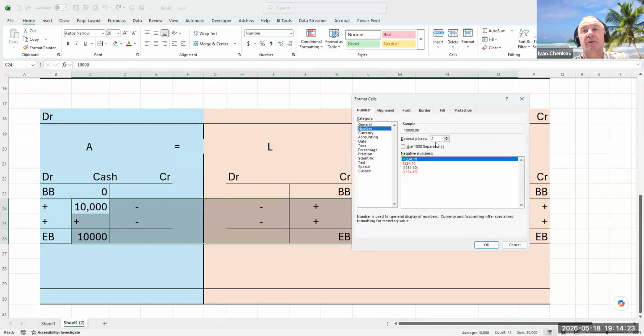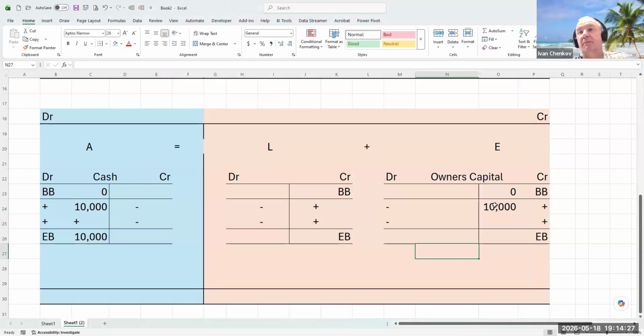Now what's going to happen with the owner's capital? Well, the same thing. The owner invested 10,000. He didn't withdraw anything. He didn't invest more money. So right now he has $10,000. That's the ending balance here.